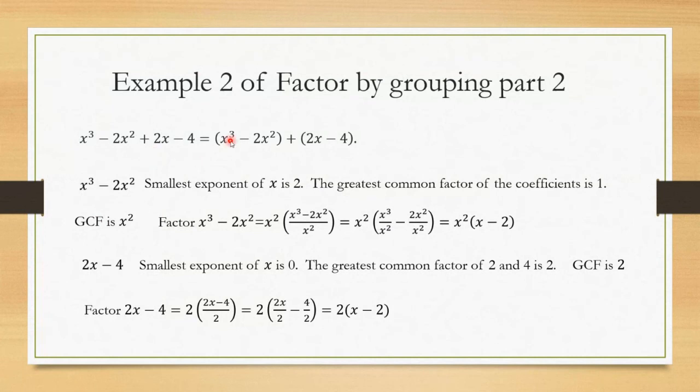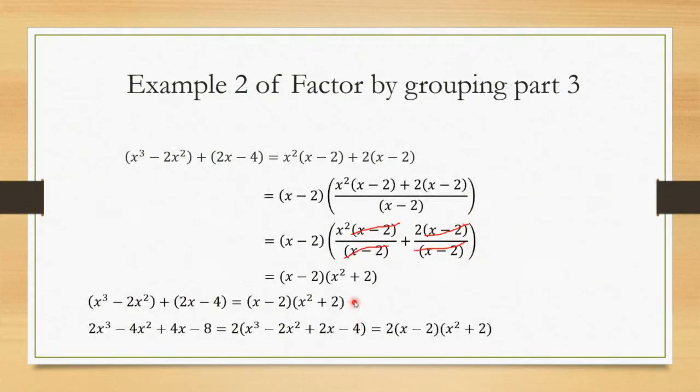Yeah, I understand that part. And then we got these groups, right? And then from each group here, we found its GCF, and we factored that out. And that's how we got this. Same thing down here. We find its GCF, which is 2, and we got this. And so all I did was substitute for those groups. For the first group here, I put x squared times x minus 2. And from this one here, I put 2 times x minus 2. Oh, I see it. Okay. Awesome. Thanks.